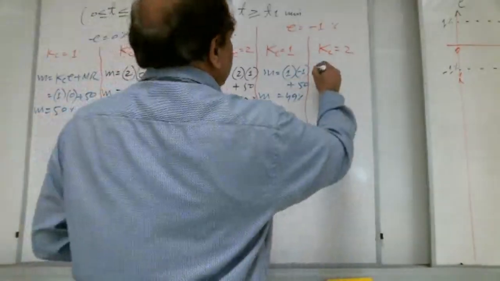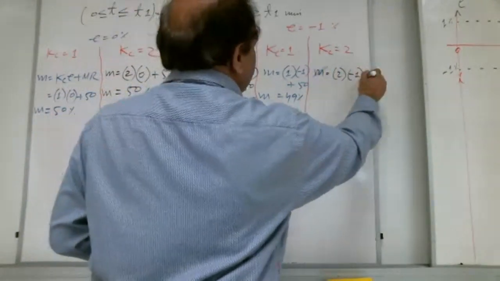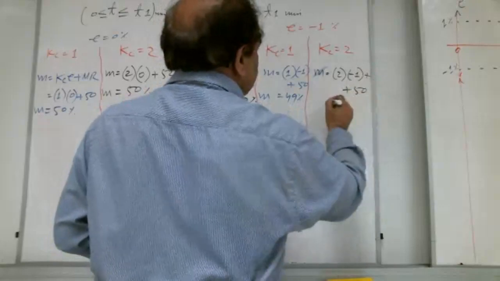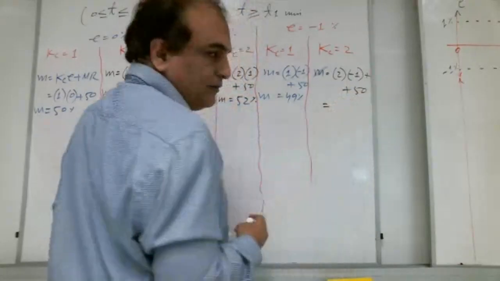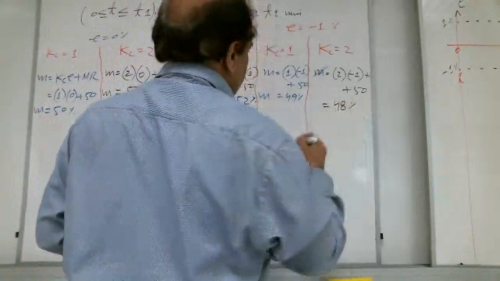-1. Very good. Here KC is 2 multiplied by -1 plus 50. How much, Shabab? 48. 48. Very good. A lot of brothers are writing 48%.